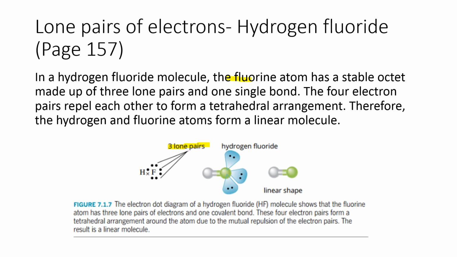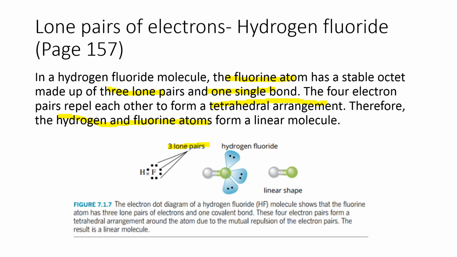So it says here the fluorine atom has a stable octet makeup of 3 lone pairs and 1 single bond. The 4 electron pairs repel each other to form a tetrahedral arrangement. Therefore, the hydrogen and fluorine atoms form a linear molecule. So linear means that the bond angle, as you could probably predict, is 180 degrees.